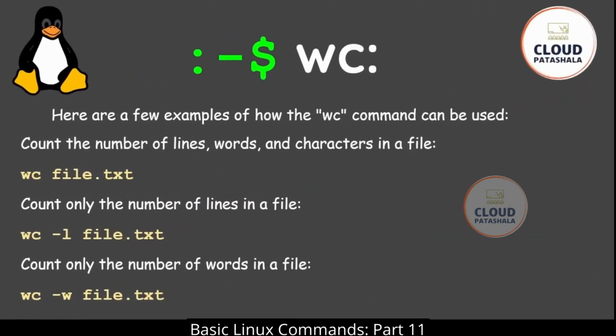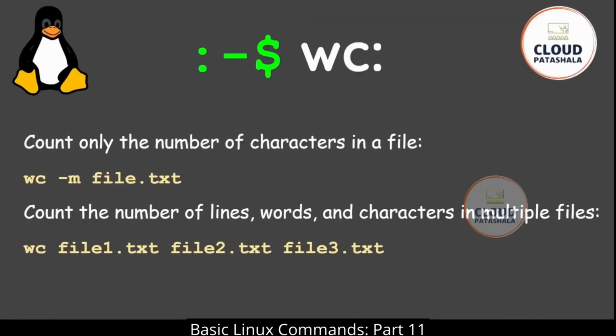Examples are, if you want to get the number of lines, words and characters, then wc and the file name would give you a list of all the things. wc -l would give you the number of lines that are there. wc -w would give you the number of words that are there in the file. If you want to count the number of characters in a file, you could use the flag -m, and if you want to get the number of lines from multiple files, you could say wc -l and then a list of all the files that we have.